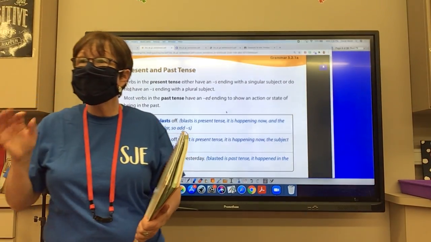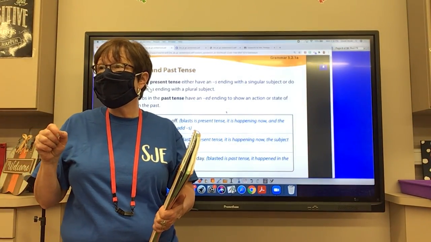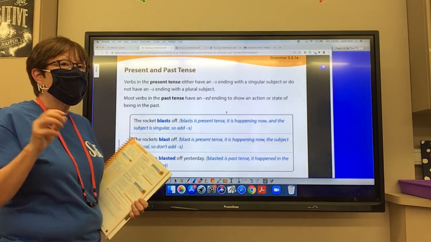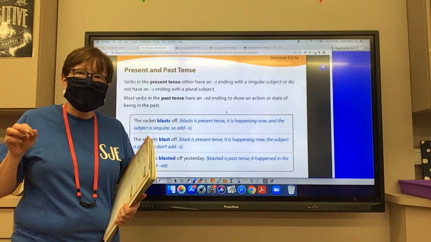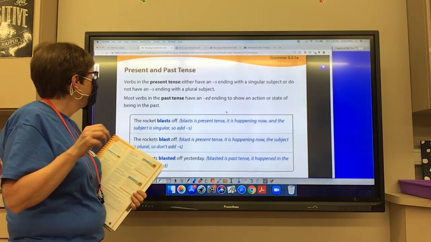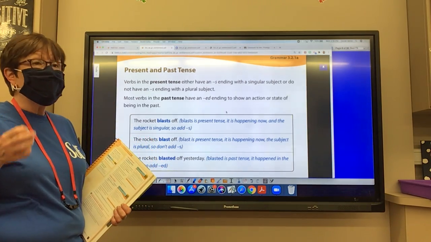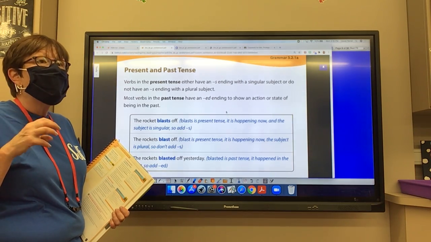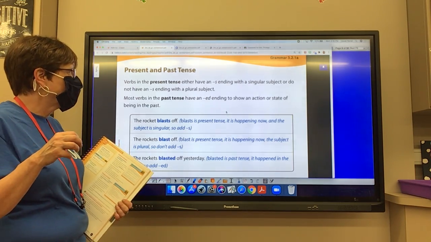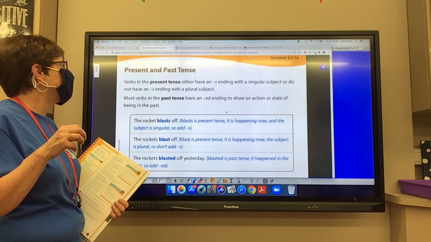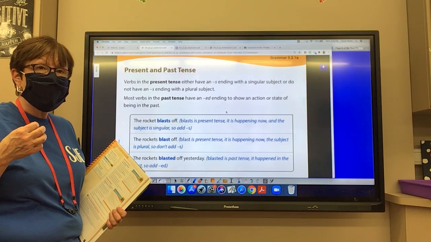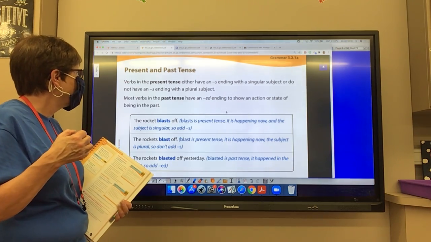Okay, so boys and girls, for grammar this week, we are going to be talking about verb tenses, present and past tense verbs. Verbs in the present tense have either an S ending when we have a singular subject, or do not have an S ending with a plural subject. And we're going to do some examples so you can see what I'm talking about.